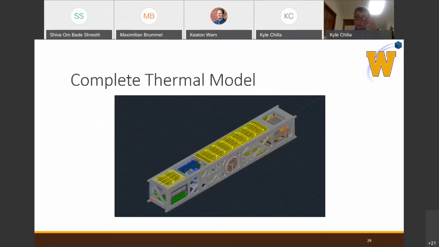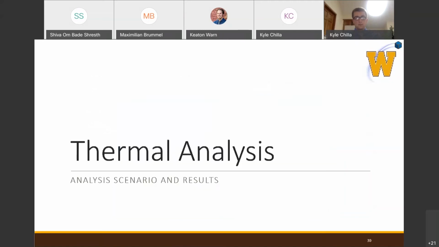So here is our complete thermal model. Pictured in yellow are solar cells, which are placed on the outer portion of the structure. And this brings us to a total node count of 4,586 nodes. Moving on to our thermal analysis. In this section, we will discuss the analysis scenario and the results.